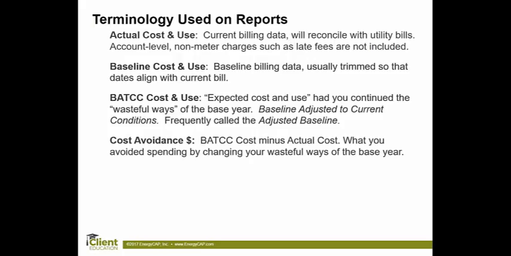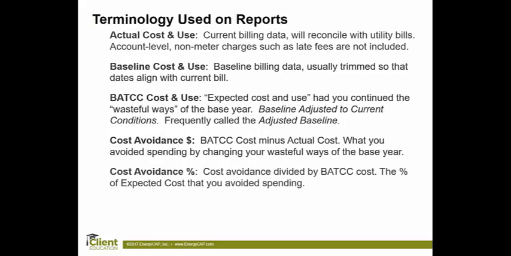And finally, cost avoidance dollars is the BATC minus the actual cost. In other words, the BATC, again, is what you expected to spend had you continued your wasteful ways and experienced today's weather and today's other conditions, minus what you really spent today, hopefully a lot less because you implemented something. The result is cost avoidance. And then we calculate a cost avoidance percentage. That is the cost avoidance divided by the BATC cost. In other words, it's the percentage of what you would have expected to spend that you avoided.